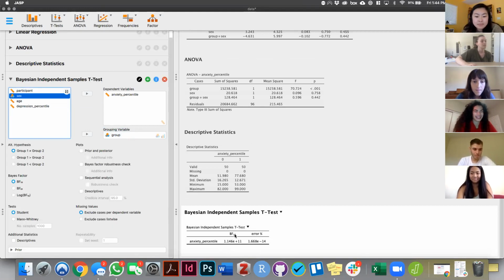So that's like the Bayes factor, and I guess this is kind of similar to the p-value. I'm not really sure what this is. But yeah.